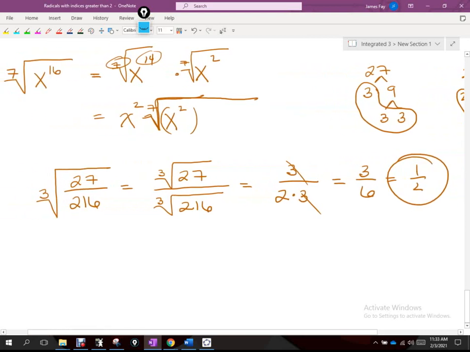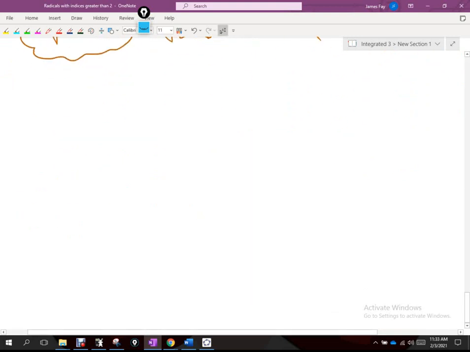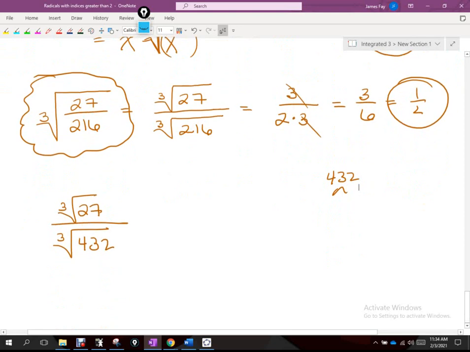So that is a kind of clever way of writing the fraction 1 over 2. Okay. There are times, and I'm not going to spend a whole lot of time with this right now, but let's say instead of that 216, let's put another 2 in there, so 432. Let's say I started with the cube root of 27 over the cube root of 432. So 432 will break down to, what was it?